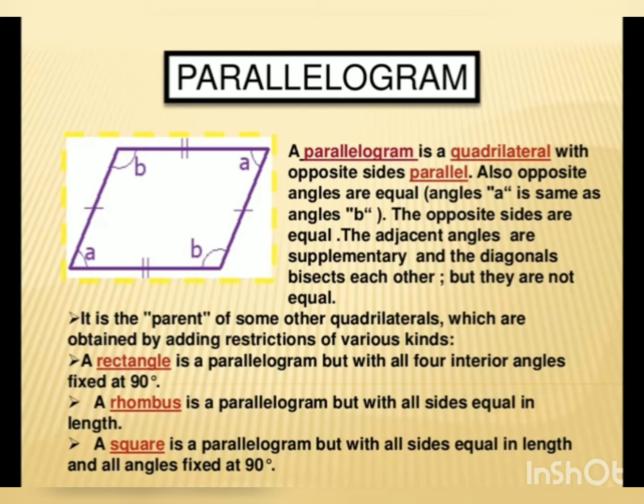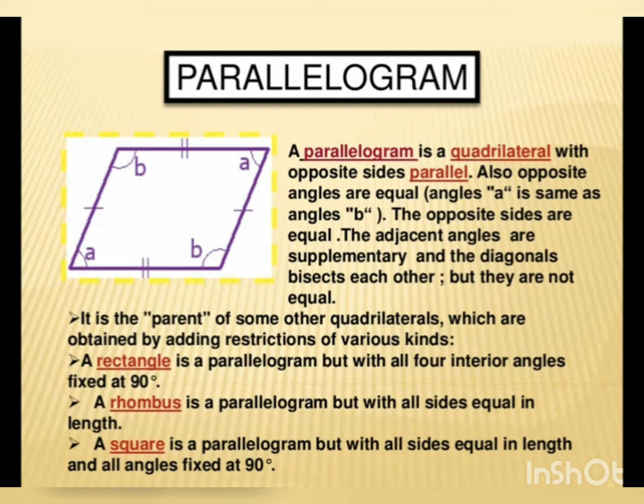This parallelogram is known as the parent of the quadrilaterals, which can be obtained by adding restrictions of various kinds. Like a rectangle is a parallelogram but with all four interior angles fixed at 90 degrees. A rhombus is a parallelogram but with all sides equal in length. A square is a parallelogram with all sides equal in length and all angles fixed at 90 degrees.